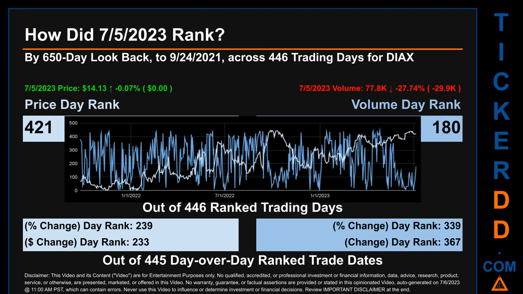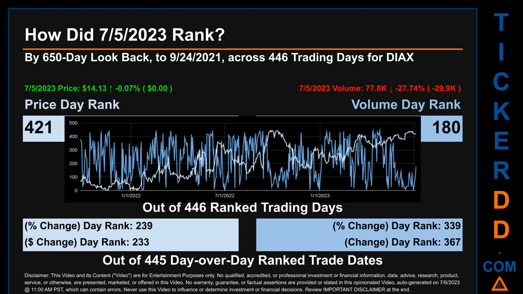How did the 5th of July 2023 rank for DIAX? By 650 calendar day look back to September 24, 2021, across 446 trading days, of which the 5th of July 2023 price ranked 421 while its volume ranked 180. Each of the 446 trading days were ranked amongst themselves by highest end-of-day price and volume, with a rank of 1 being the highest and 446 being the lowest ranked day.